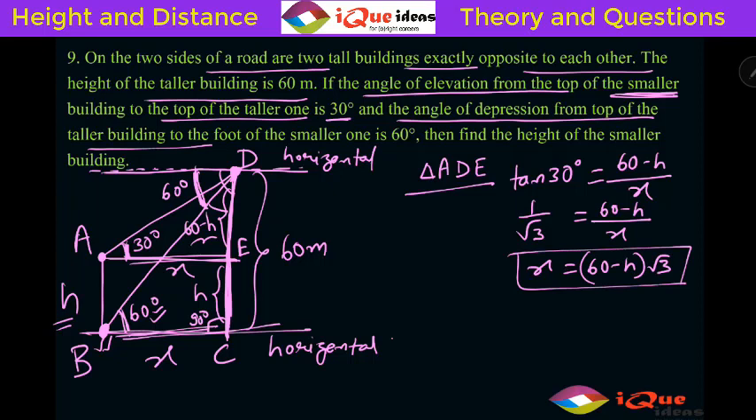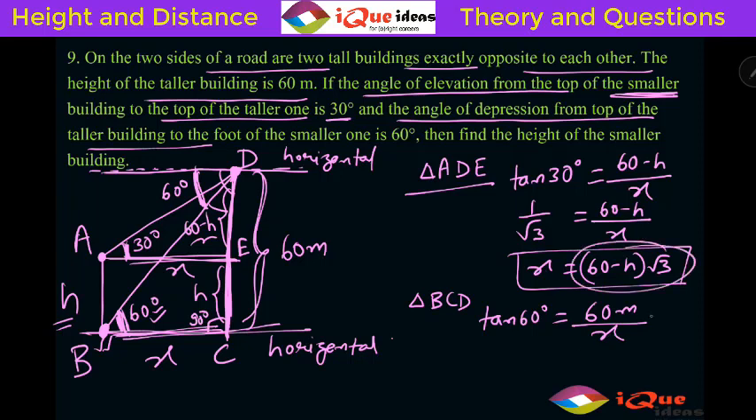Now, look at the triangle BCD. In the triangle BCD, this angle is 60 degree. So we can write tan 60 degree. Now, the side opposite to 60 degree is the total 60 meters. That is DC. So it is 60 meters, divided by this x. We already have the value of x here. So put the value of x in this. So we will get 60 divided by 60 minus h into root 3. And we also have tan 60 degree equal to root 3. So root 3 is equal to 60 divided by 60 minus h into root 3.